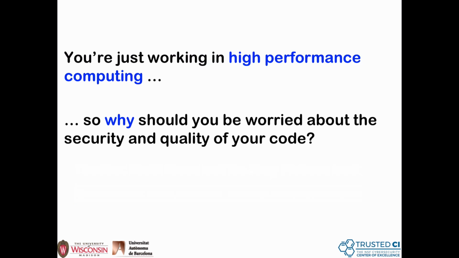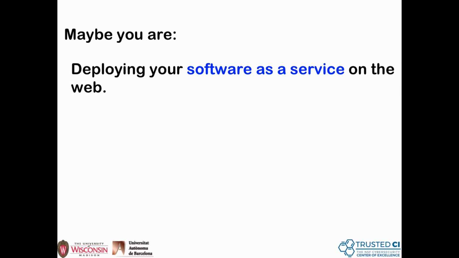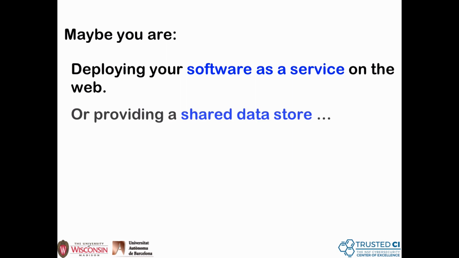So, is this a problem that we should care about in the high-performance computing world? There are some very good reasons for you to answer yes to this question. Often in the HPC world, we deploy our software as a service, whether it has a web or custom interface, and such services are exposed to attack from anywhere. Or maybe you're deploying a shared data repository. These are becoming much more common as we collect and share large bodies of scientific data.